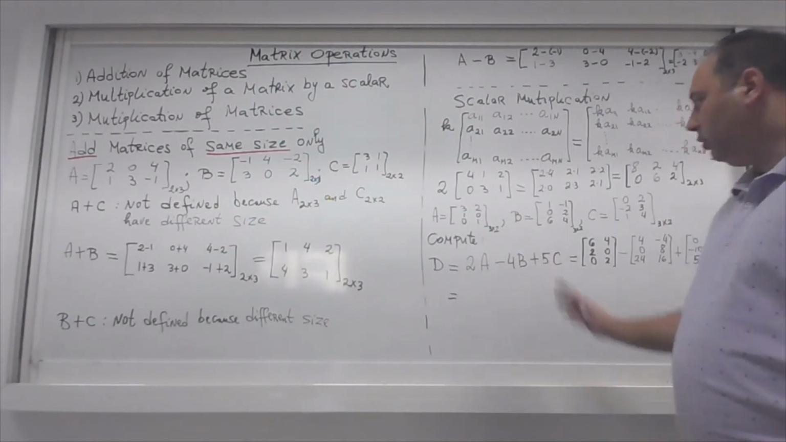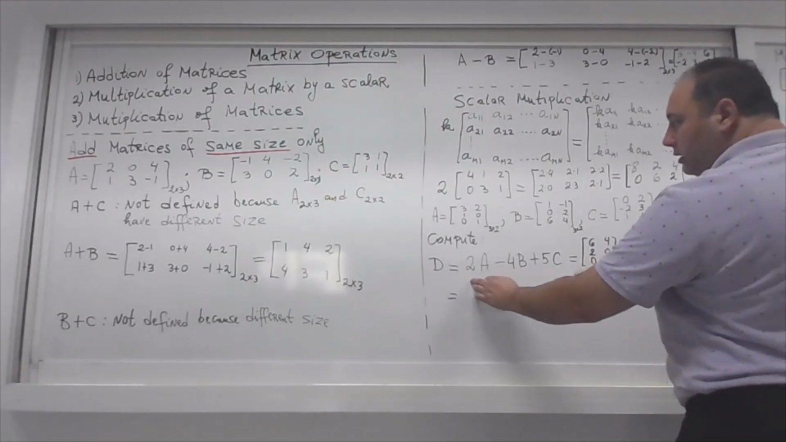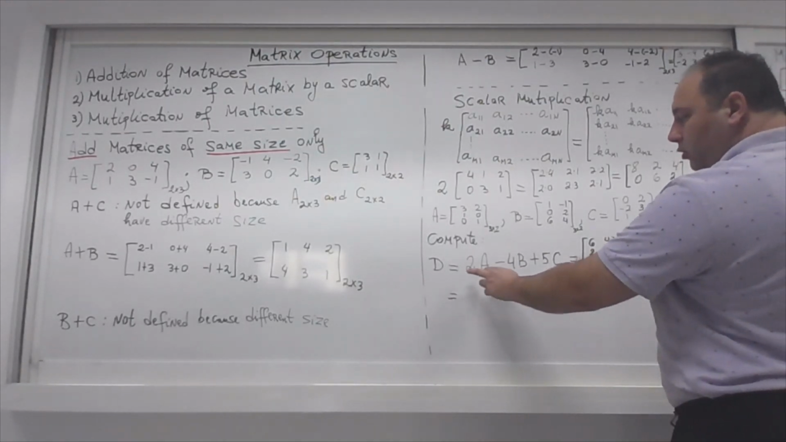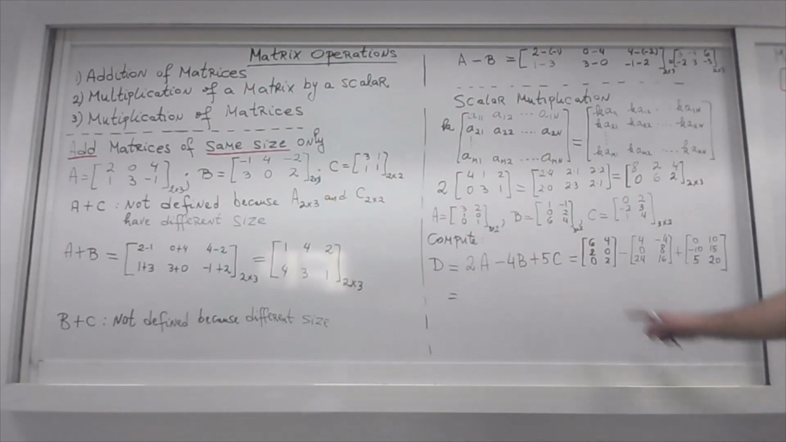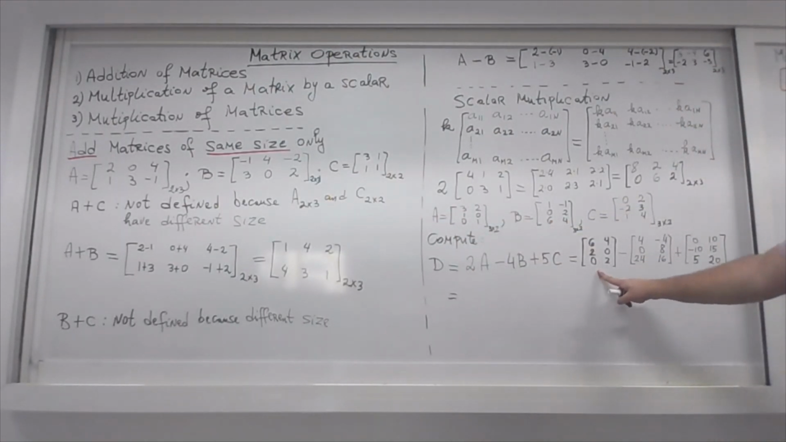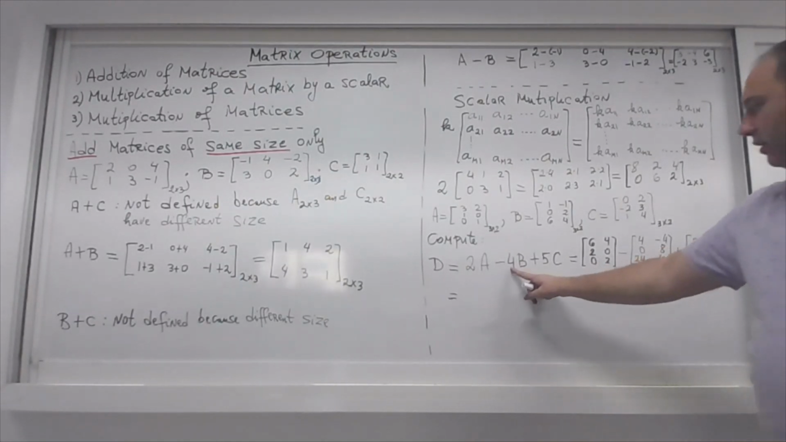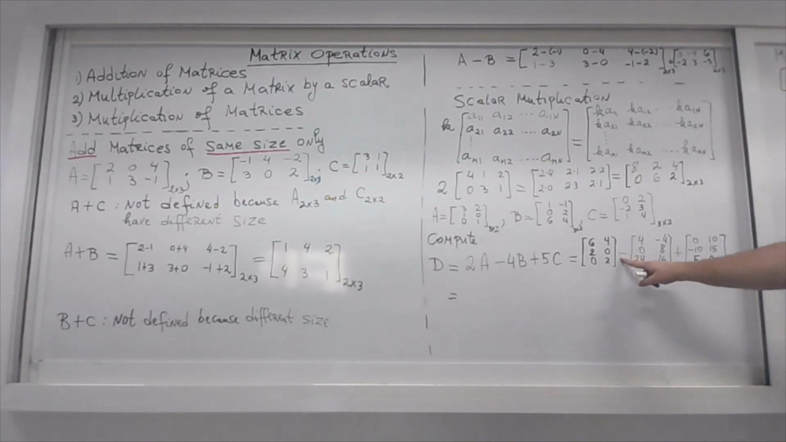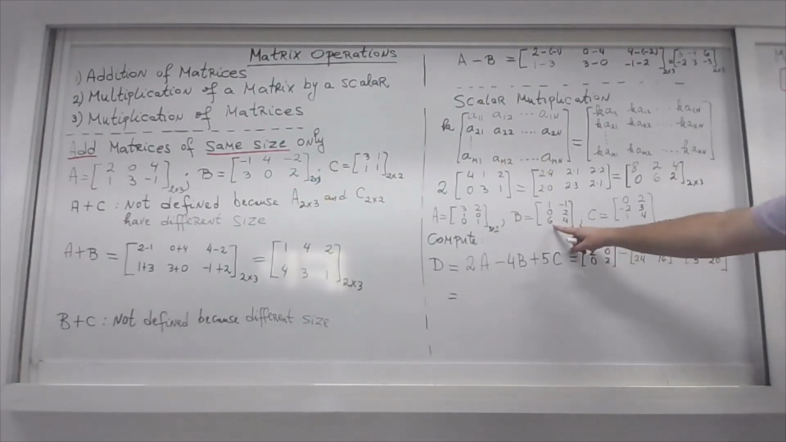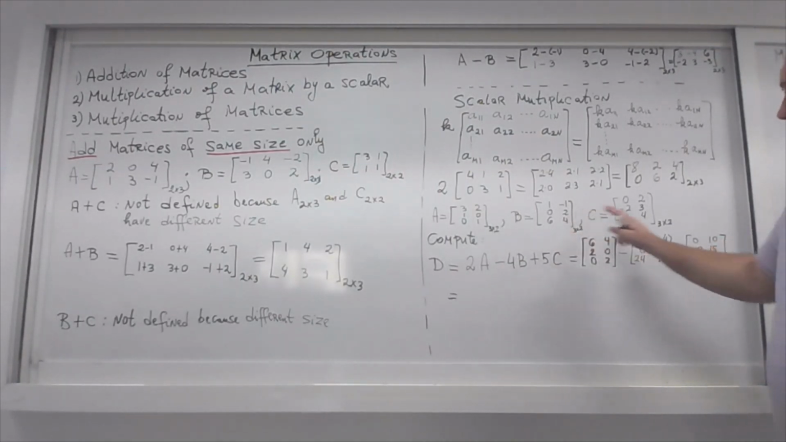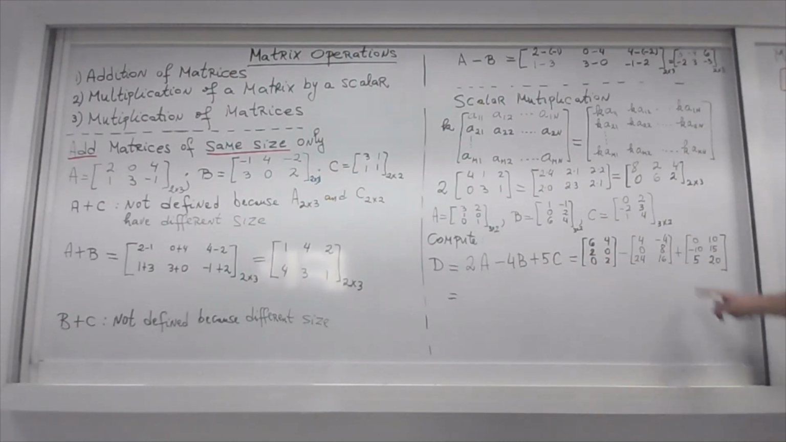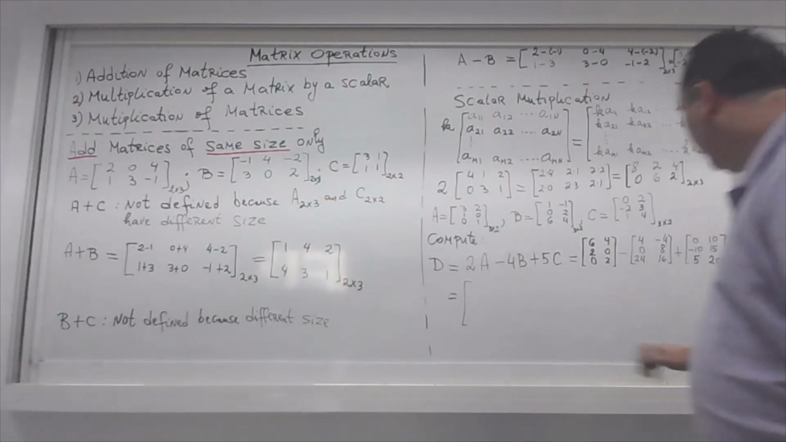So you have several ways of doing it. One of the ways is simply to do one step at a time. So you multiply 2 times A. So you multiply every single entry of A by 2. So this is what you get. Then minus, and then multiply every single entry of B by 4, because I kept the minus outside. Multiplication finished. Plus, and then multiply every single entry of C by 5. 5C, this is it. Now I just proceed adding corresponding entries.